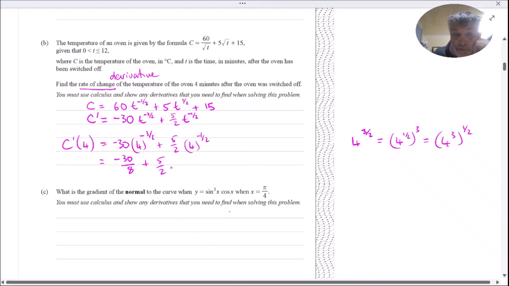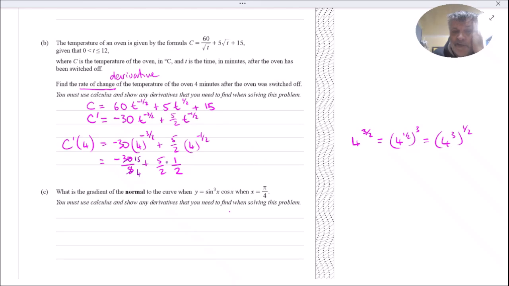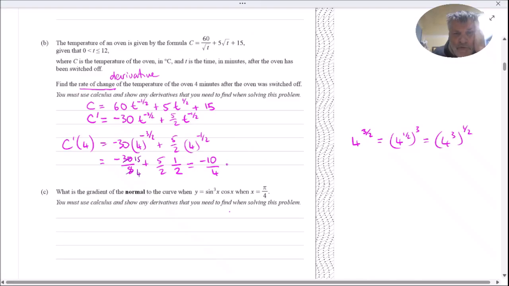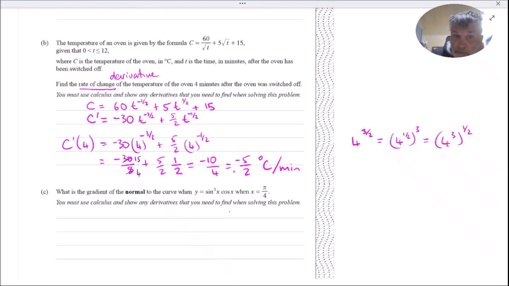Square root of 4 is 2. The negative, it's in the denominator, so we can do a little bit of simplification. If we divide this by 2 and divide this by 2, we've now got two fractions with a 4 as the denominator, minus 15 here plus 5. So that's going to be minus 10 over 4, which simplifies to minus 5 over 2, and that's in degrees Celsius per minute. The negative sign tells us the temperature is decreasing. That's reassuring because that's what would happen when you turn the oven off. And that's our answer.